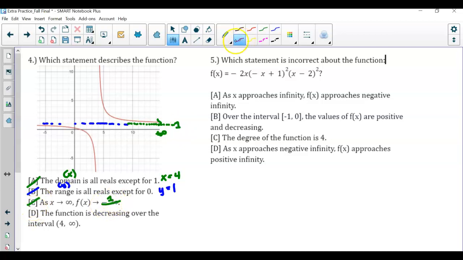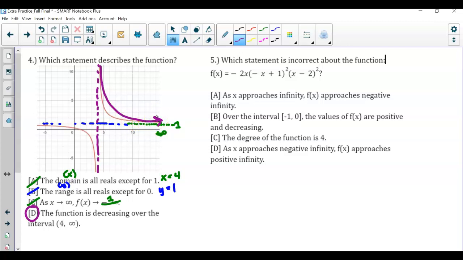So let's check to make sure that our answer is D. The function is decreasing over the interval from 4 to infinity. So starting at 4, again, that was our vertical asymptote, 4 on to infinity. So as we're going here, what direction is our graph going? Read it left to right. We are going down, the values are decreasing. So that's why the answer was D.